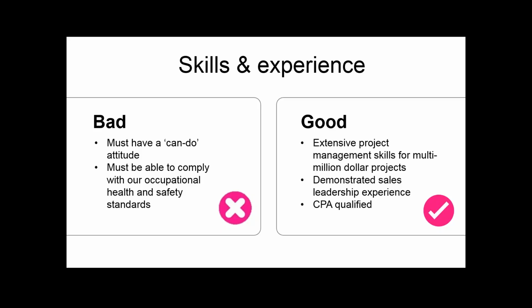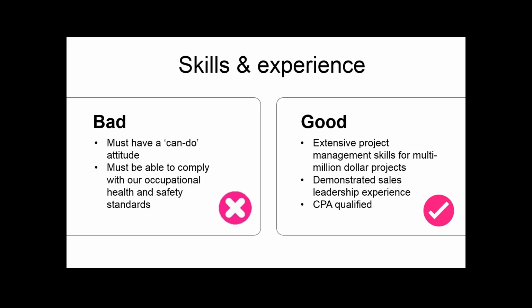If you only need them to be CPA or CA qualified, only put that in. Because if you put in all these other things that are unqualifiable, it gives them lots of reasons to say, hey, I might not have that whole CA, CPA thing, but I definitely have a can-do attitude and I'm willing to learn it. Or I can comply to any occupational health and safety standards. In fact, anything at all that you want me to comply with, I'm happy to do that. So you can start to see how it waters down the effectiveness of your skills and experience.